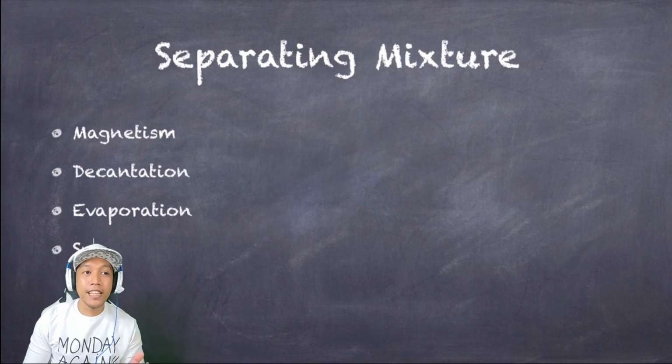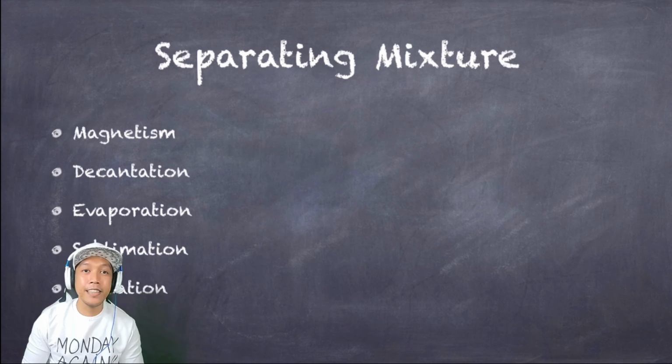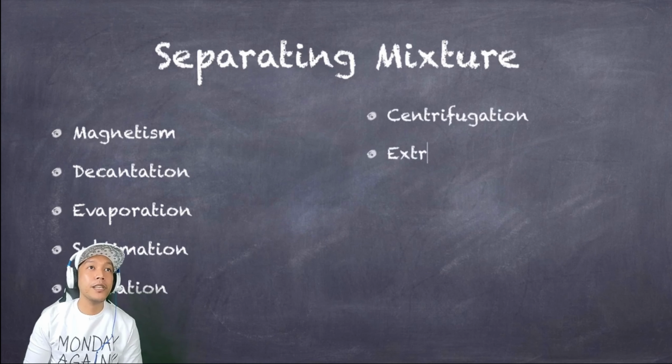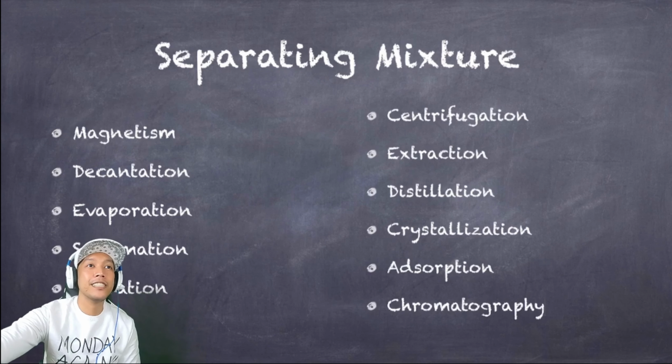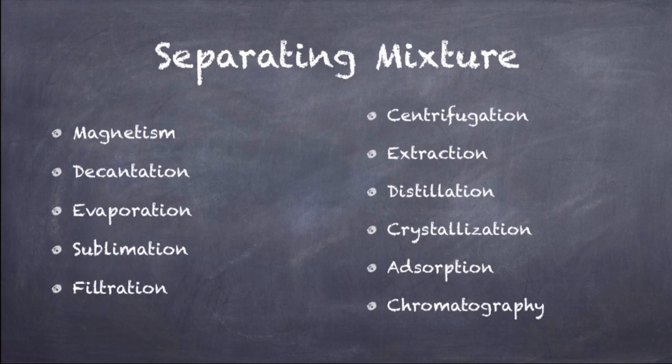So, we have here, okay, magnetism, decantation, evaporation, sublimation, filtration. Sorry, hindi nyo nakikita, no? Kasi nakaharang yung mukha ko dyan. So, tanggalin ko muna. Ayan. Okay. Centrifugation. Again, magnetism, decantation, evaporation, sublimation, filtration, centrifugation, extraction, distillation, crystallization, absorption, and one type of absorption is chromatography.